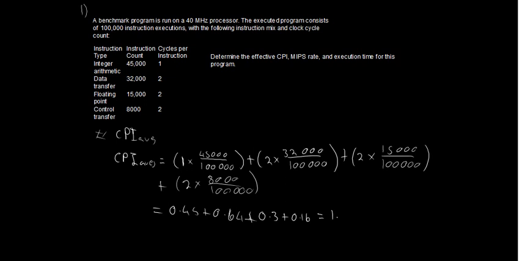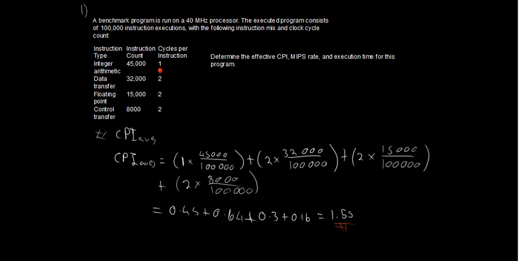1.55, which does make sense, because if we look at our CPIs, we have 1, 2, 2, 2, so obviously our average should lie somewhere in between these values. And of course we do have more of the 45,000 instructions than of the others. So that's just how to look at it from a point of view. And then this is our final answer, 1.55. So you can go through and calculate that.